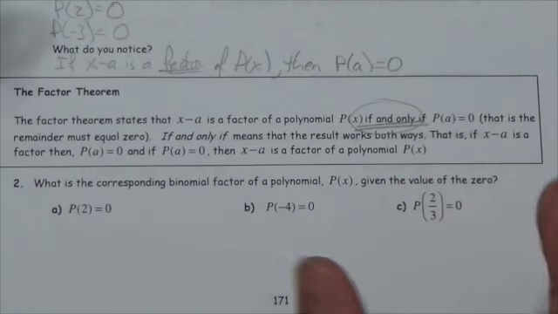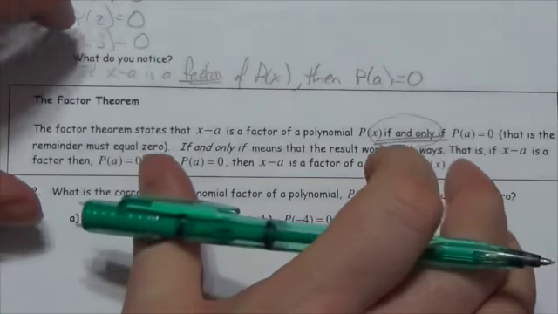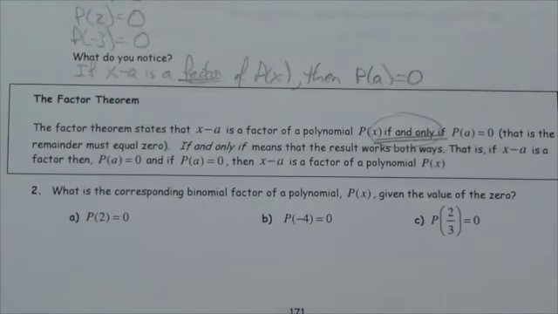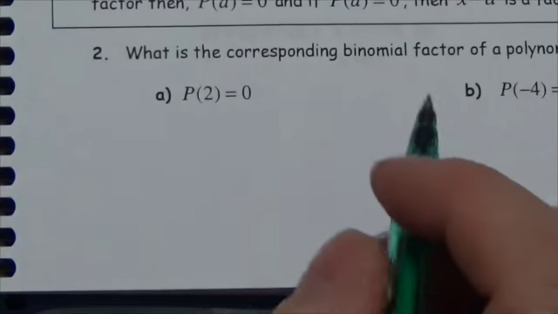So now what we're going to do is spend a little while here applying what we've just seen in the factor theorem to answer some specific questions. What is the corresponding binomial factor of a polynomial p of x, given the following values of its 0? So here we go.